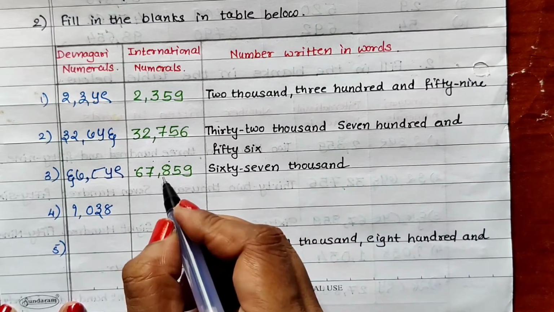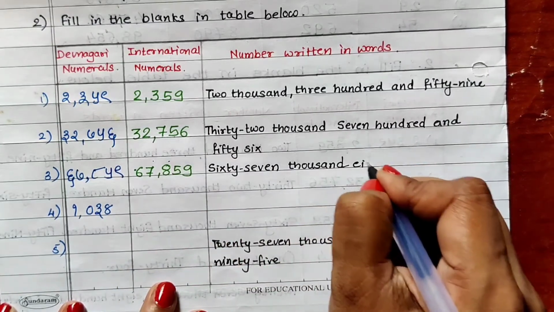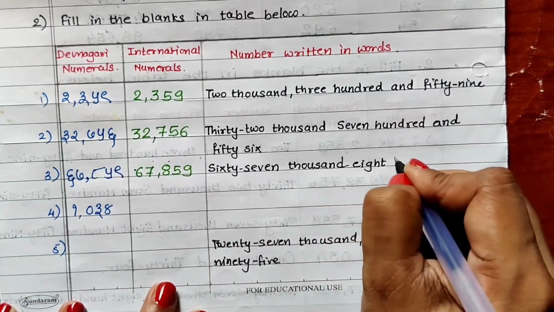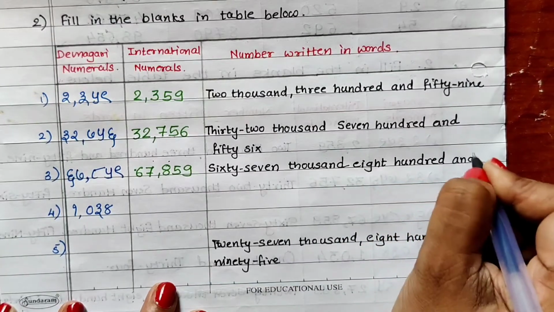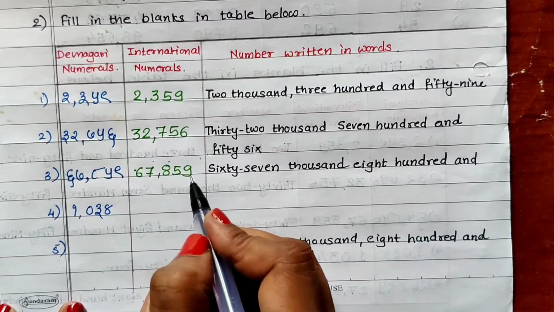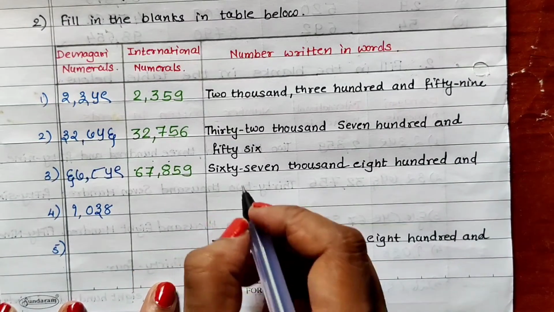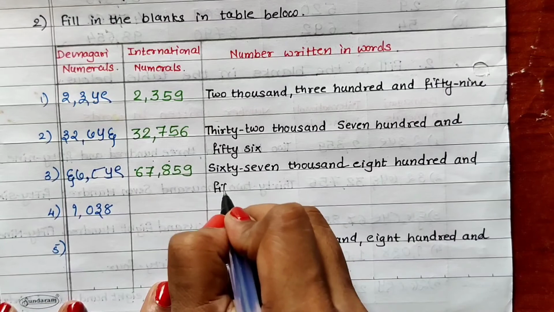Then 8 is at hundred place, so it will be 800. And the remaining two digits are 5, 9. What do 5, 9 make? It will be 59.